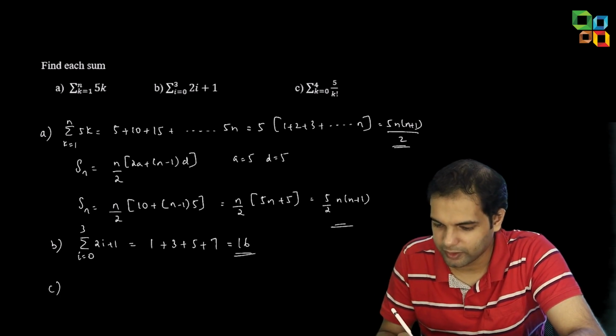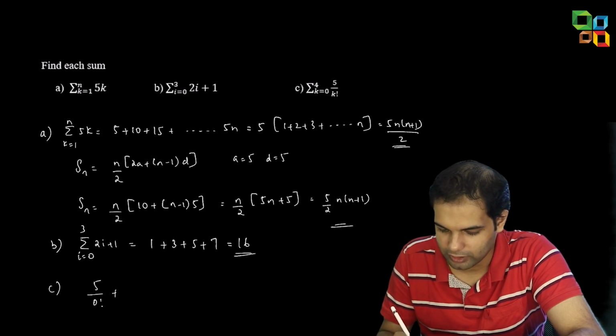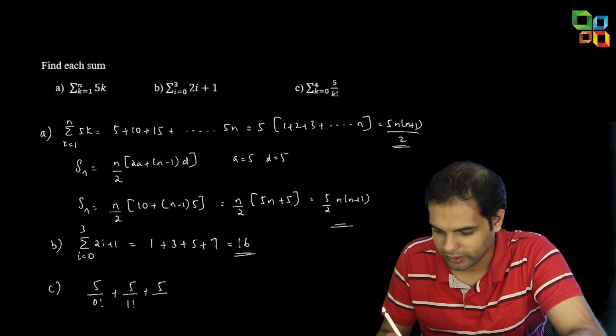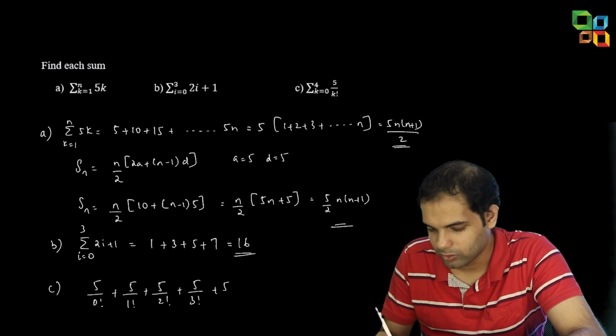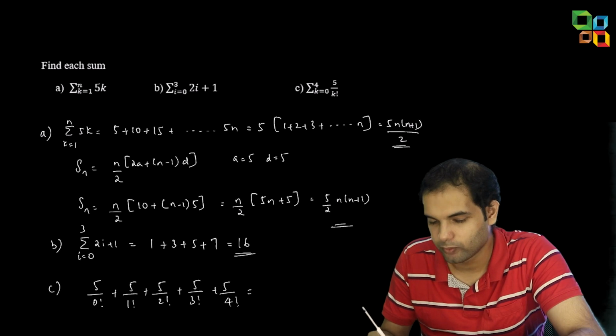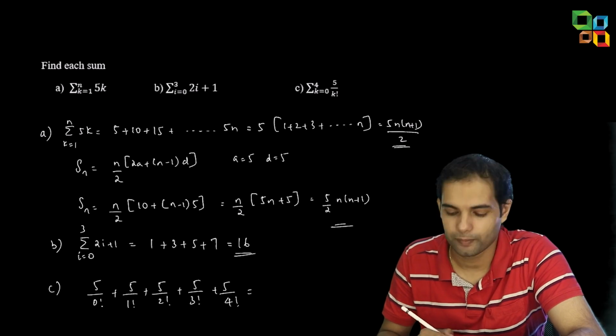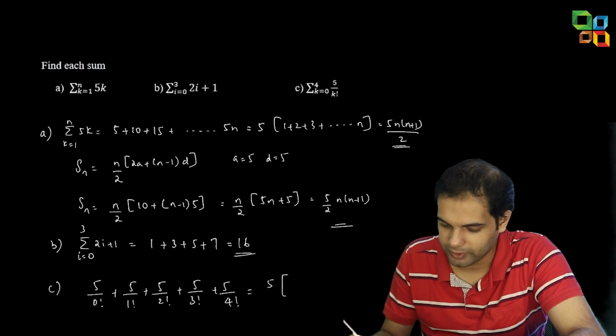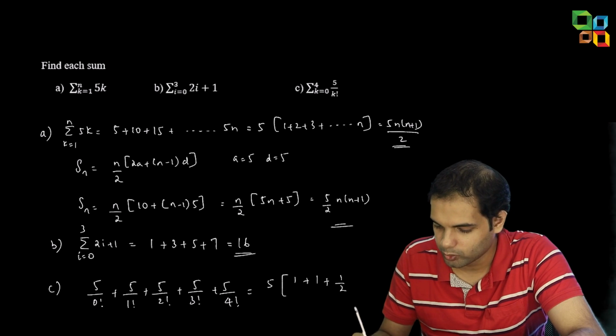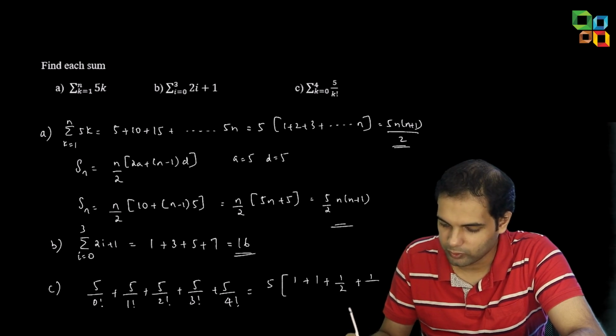So directly I'll write, because we already saw one. Phi divided by k factorial is phi divided by 0 factorial plus phi divided by 1 factorial, up to 4. This is phi divided by 2 factorial plus phi divided by 3 factorial plus phi divided by 4 factorial. This is the sum we want. Phi is common, I'll just keep it out. So the first term is 1, the second term is also 1, the third term is 1 by 2, then 1 by 6, then 1 by 24.